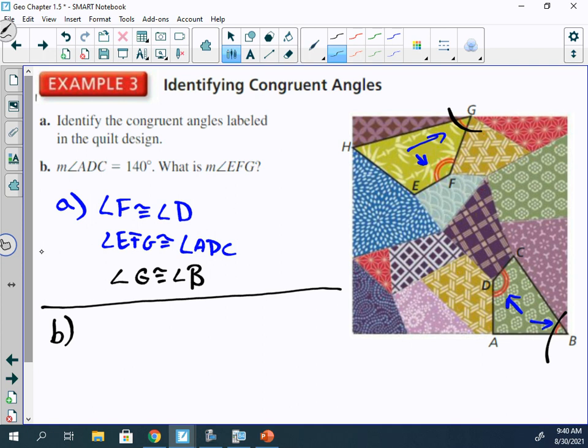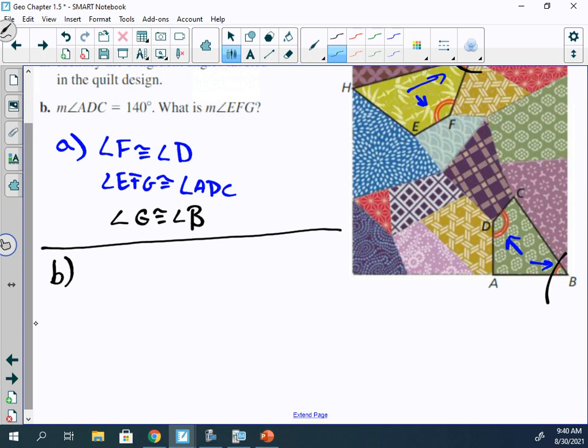Now, if we say two angles are congruent, it means that they have the same measure, just like with line segments. If two line segments are congruent, it means that their lengths are the same. So for two angles to be congruent, it means that their angle measure is the same. Now, if we're told that the measure of ADC is 140 degrees, well, ADC, because those two angles are congruent to each other.